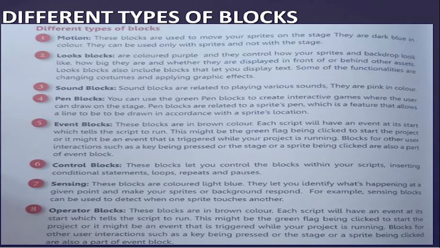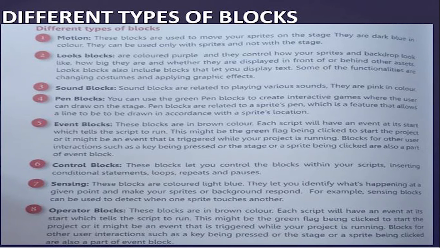Next one is control blocks. Control blocks are used to control the blocks within your script, inserting conditional statements, looping, repeat and pass statements. Next one is sensing. The blocks are light blue in color. They let you define what is happening at a given point and make your sprite or background respond. For example, sensing blocks can be used to detect when one sprite touches another. A sprite is an animation character, so if one animation character touches another, that is sensing.